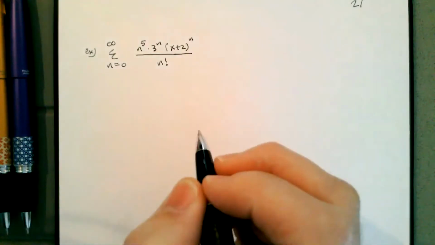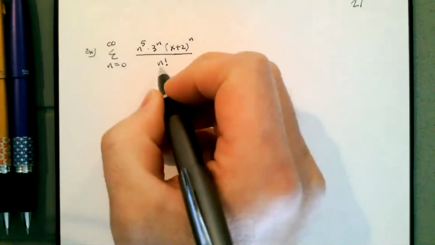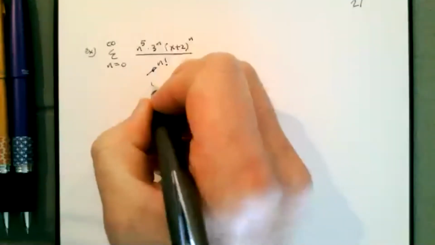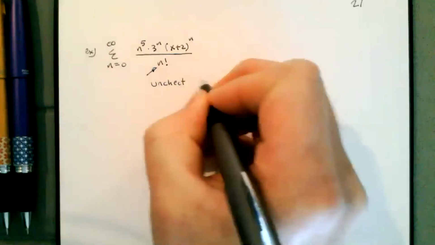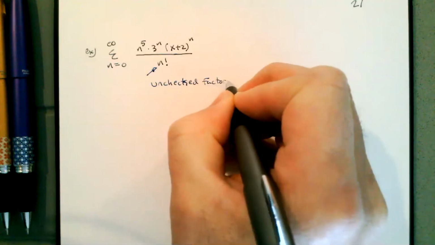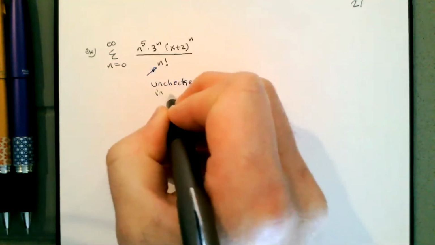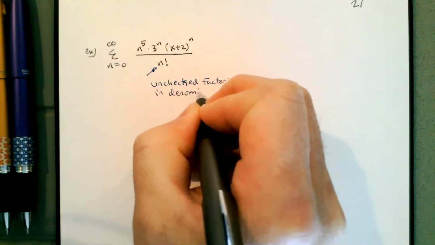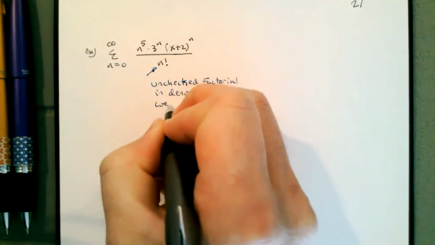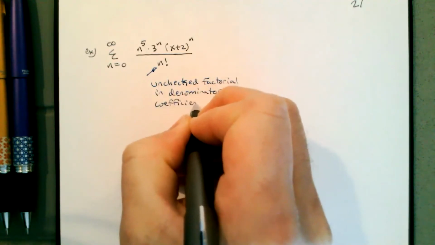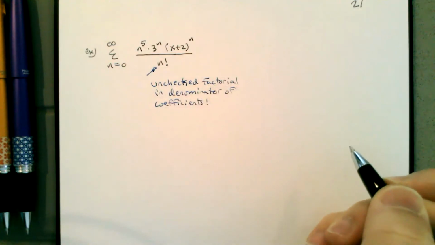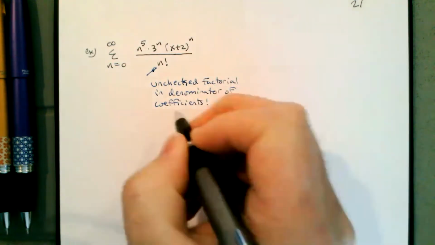That's the thinking that's going with this. So we look at this, and we're thinking unchecked factorial in the denominator of the coefficients. That should make us think infinite radius of convergence.